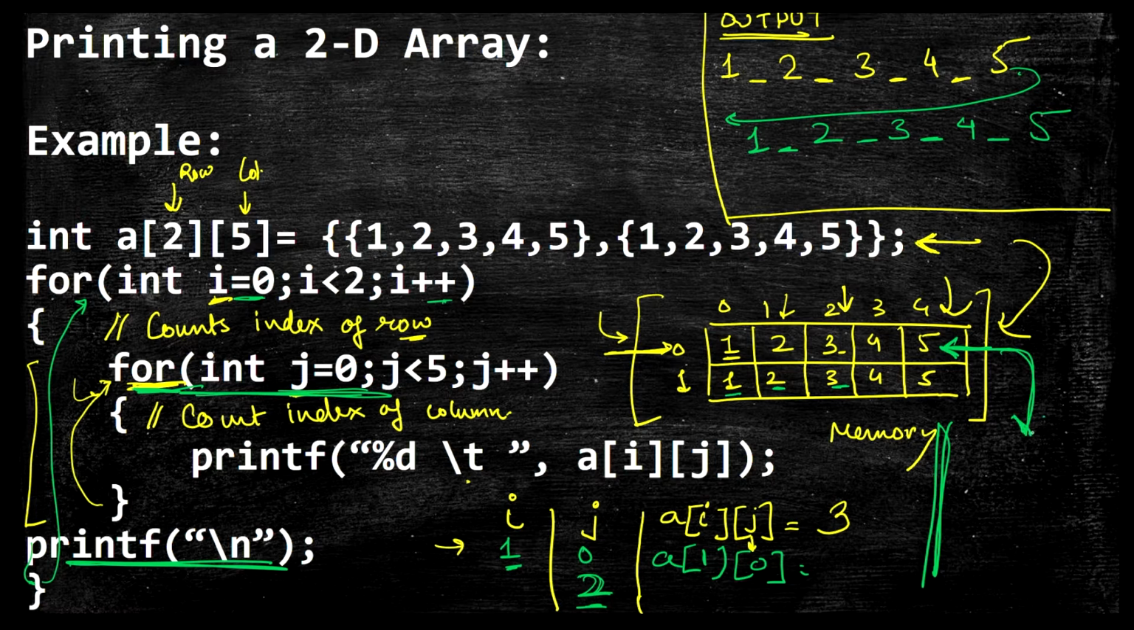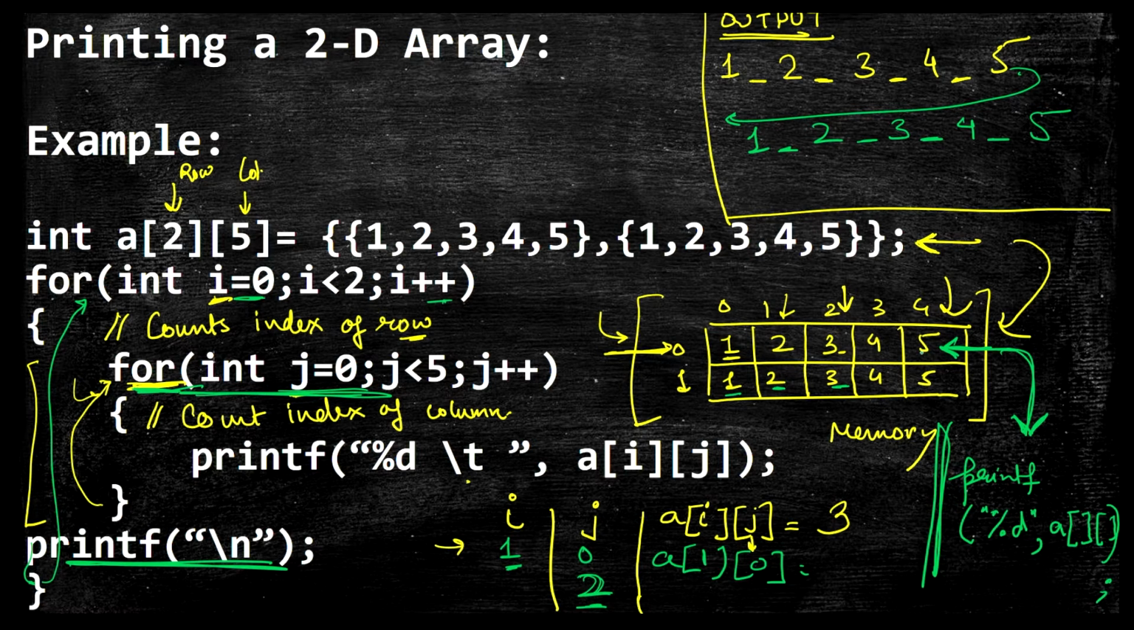So what will I write? I will write printf, no space. Okay, %d. After %d, what will I write? I will write the array name and then the index and then bracket close and then semicolon. And in the index, what will I write?